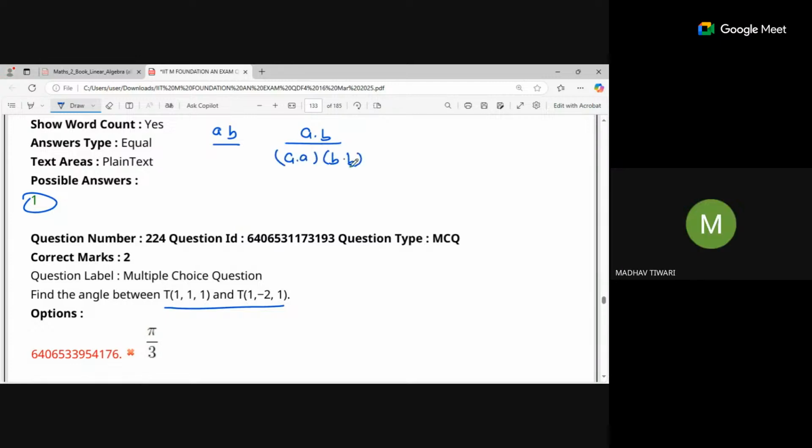the magnitude of A times the magnitude of B, with a square root, and it's a cos inverse. This is equal to cos theta.